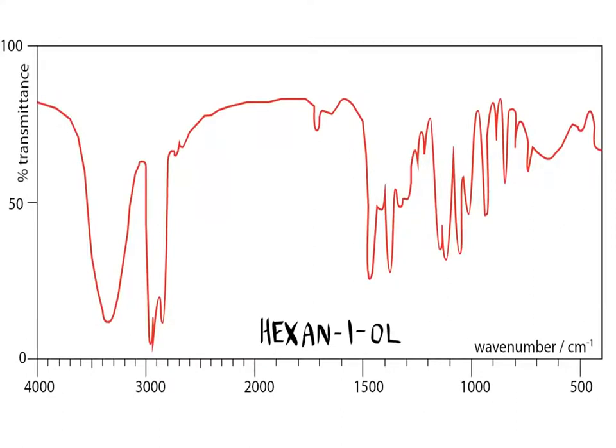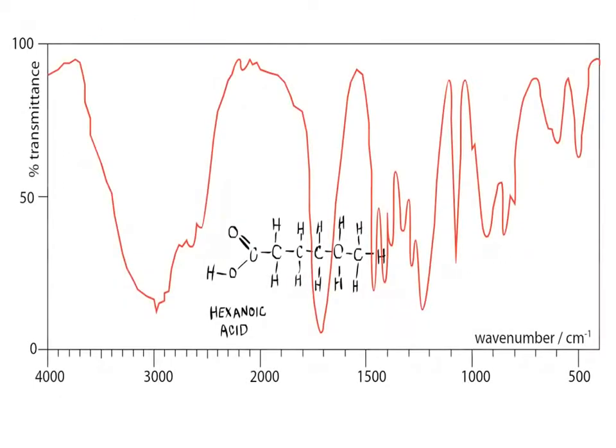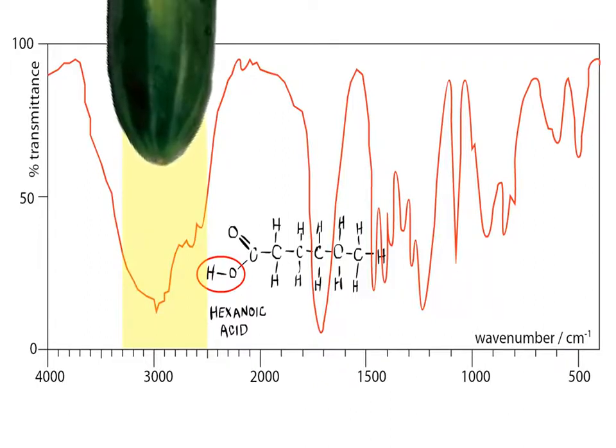Another important peak is one that results from the O-H bond in alcohols, which occurs as a broad peak between 3200 and 3550 cm^-1. The O-H in alcohols can be thought of as being like a thumb. The peak that results from the O-H group in carboxylic acids is much broader than the O-H in alcohols and occurs between 2500 and 3300 cm^-1. You can think of this as a cucumber.